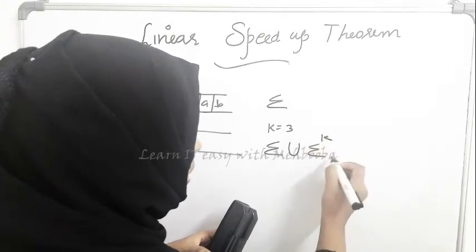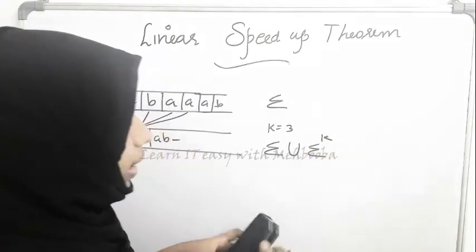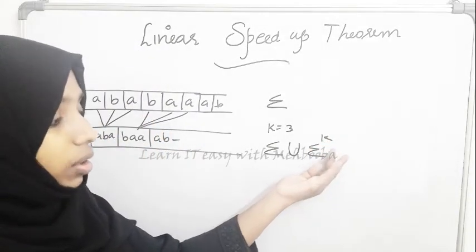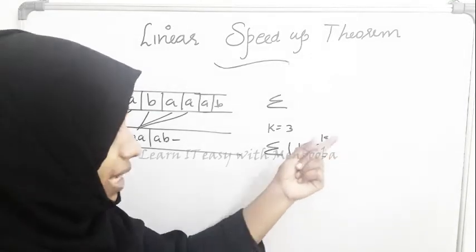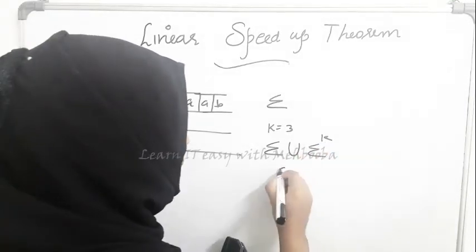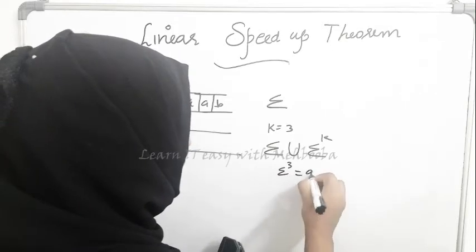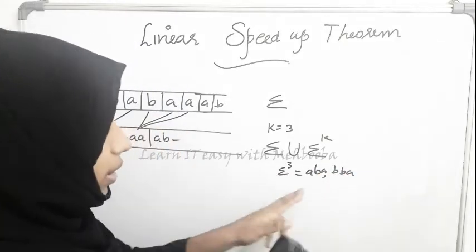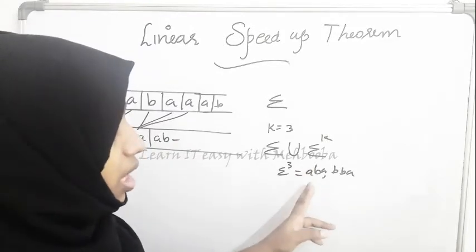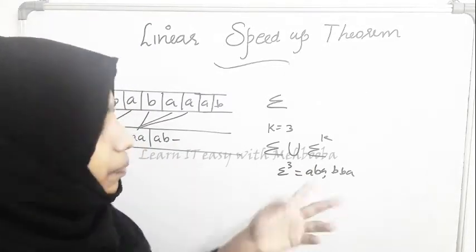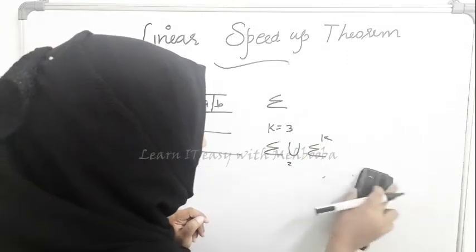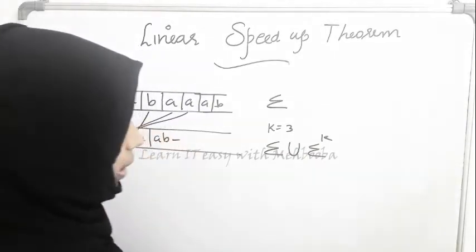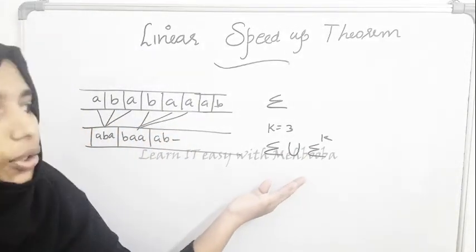Sigma raised to k is any combination of k symbols from the alphabet. If sigma is 3, ABB, anything can be written. The only thing is that the character length will be 3. The character symbol length, the string length, is k here. So this will be the new alphabet.